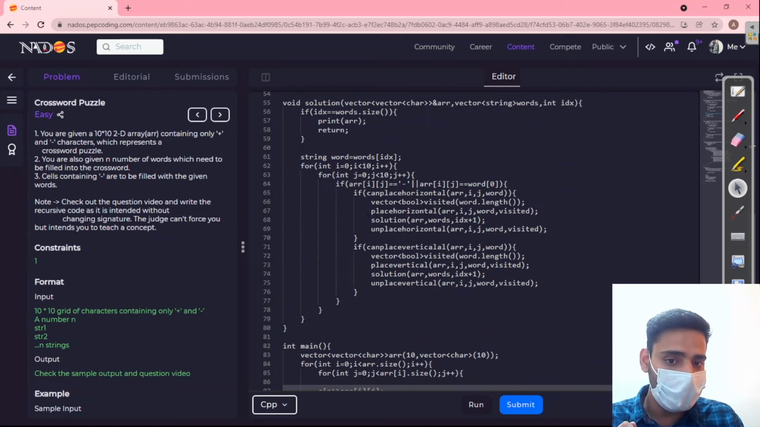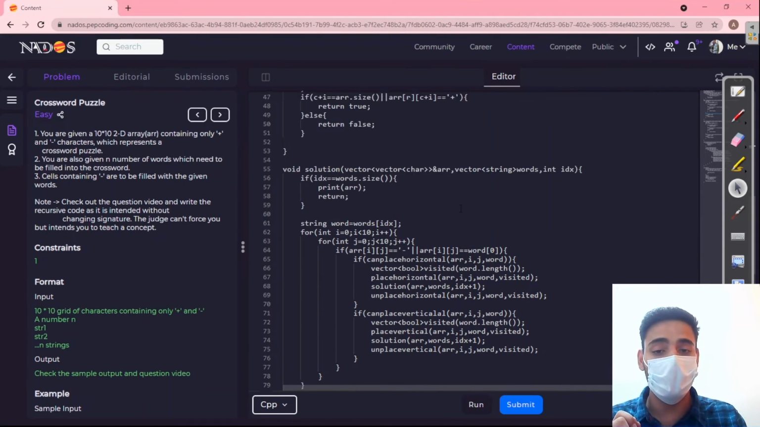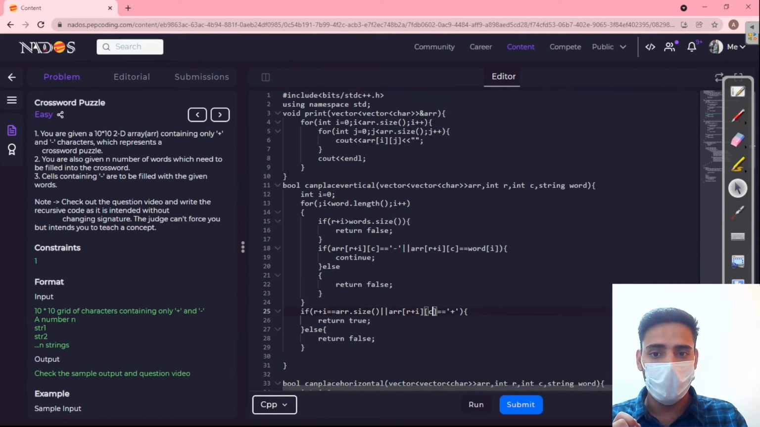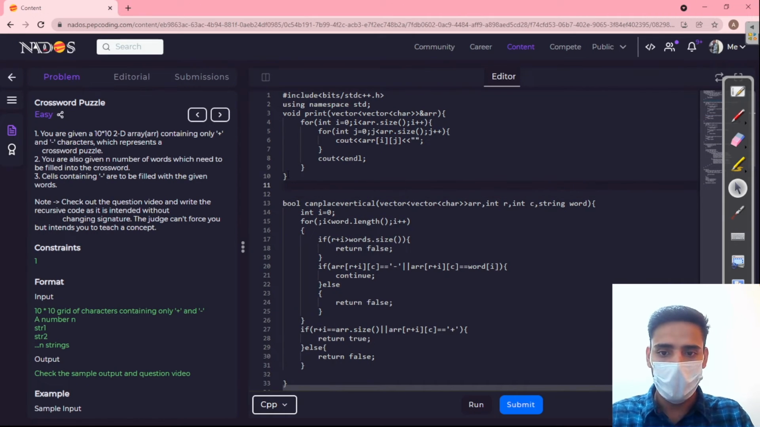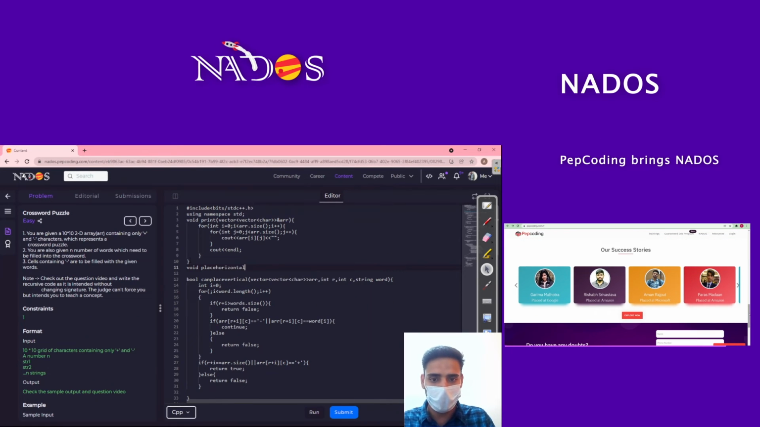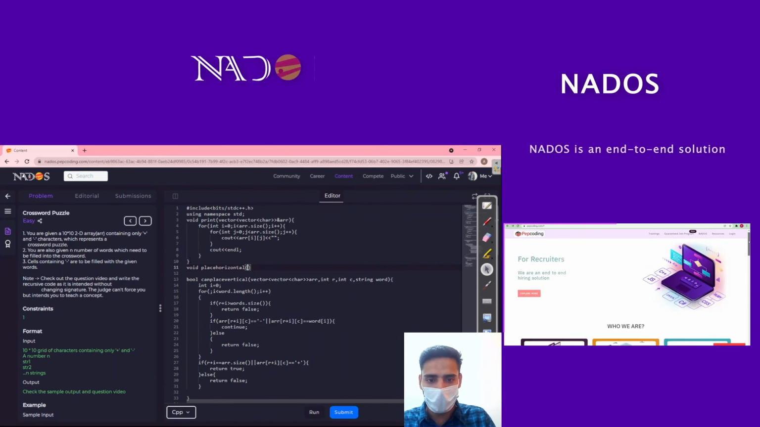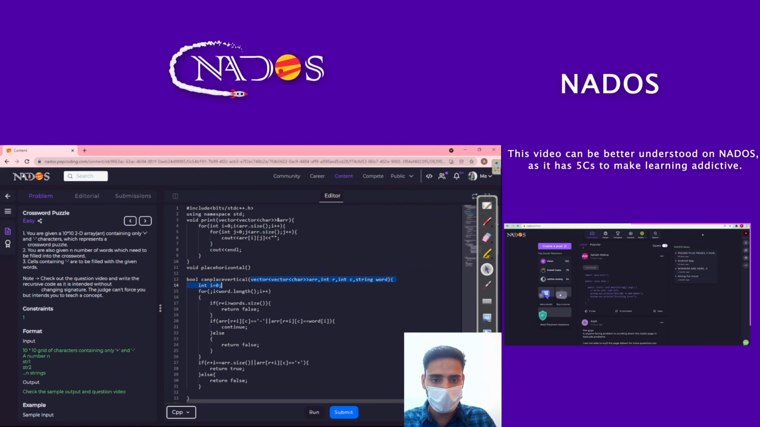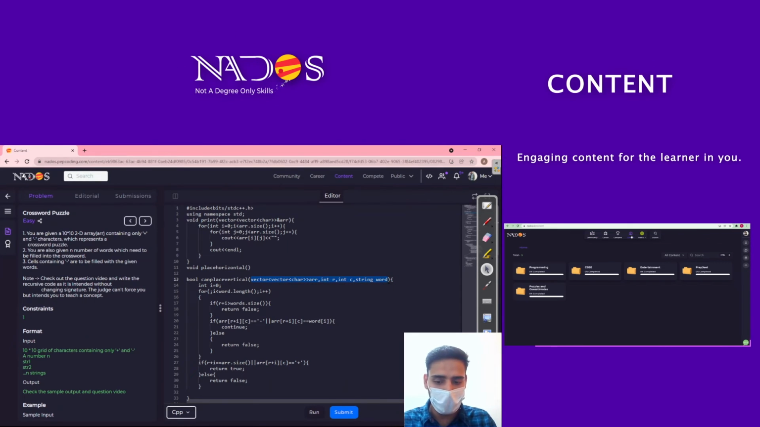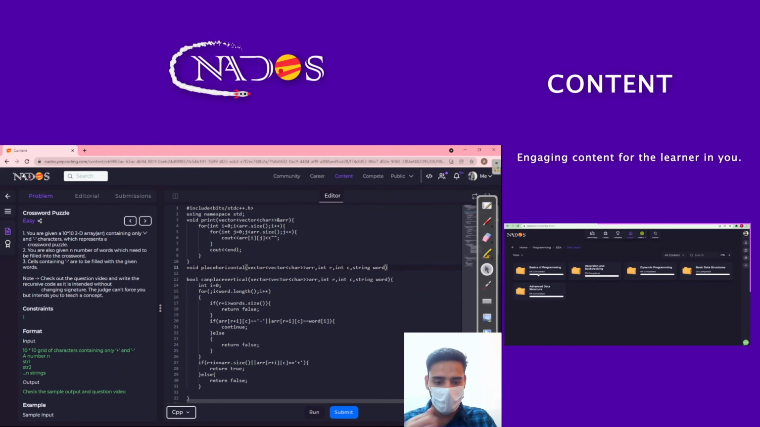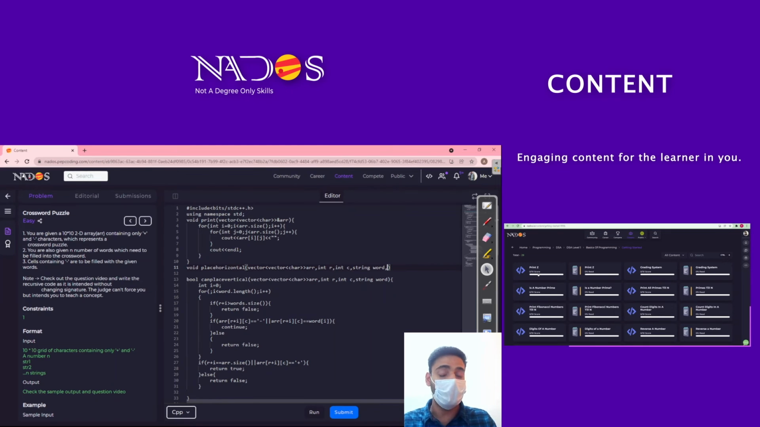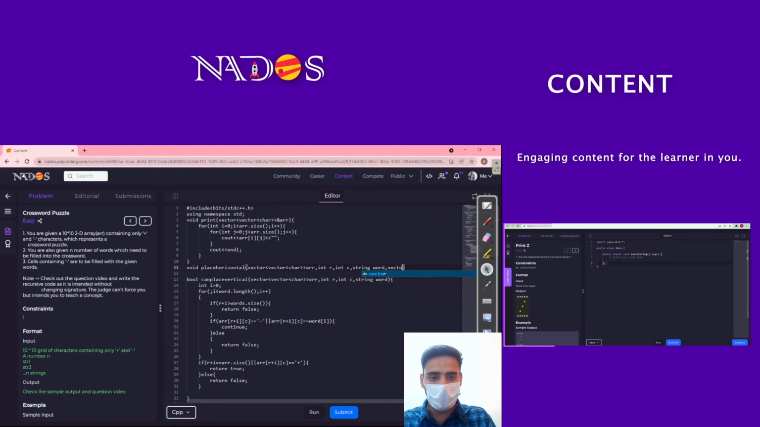Now what are we left with? We are left with placeHorizontal and unplaceHorizontal, and placeVertical and unplaceVertical. So let's go. First of all, we will code placeHorizontal. This is a function of void type, we don't have to return anything. So placeHorizontal, inside this, we are getting a vector, so let's copy R, C, word, and one more thing, which is the visited boolean array that we have. So let's make that as well.